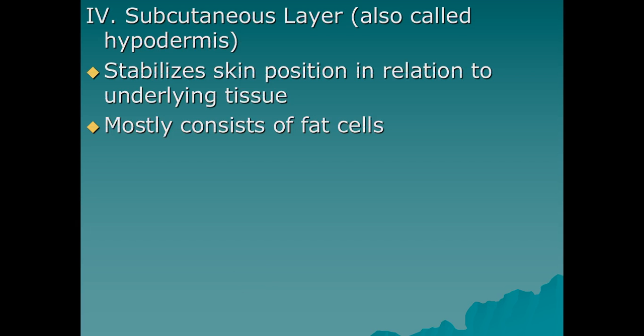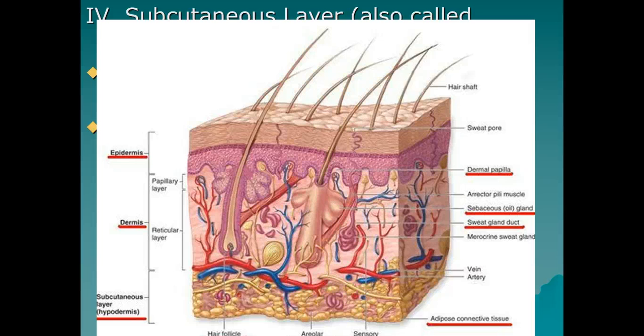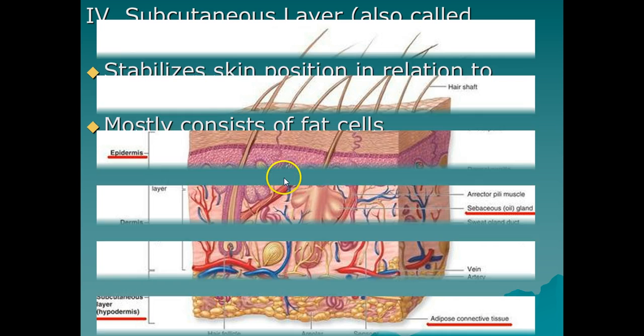All right, so the layer below the epidermis and the dermis, subcutaneous, below skin, is called the hypodermis. Its function is to stabilize the skin's position relative to the underlying tissue, and it mostly consists of fat cells and other connective tissue. If you look down here, this is where all the fat or adipose tissue is located. It's the underlying connective tissue that keeps the dermis and the epidermis in place.